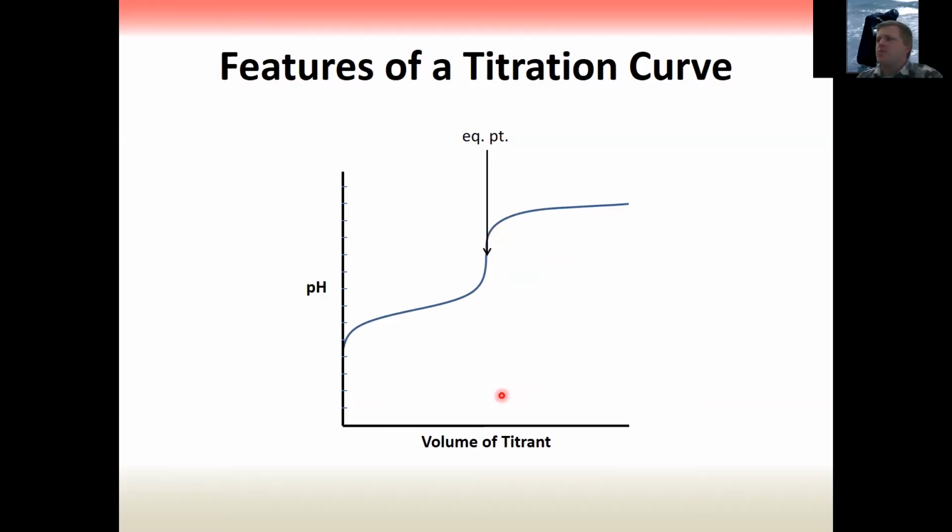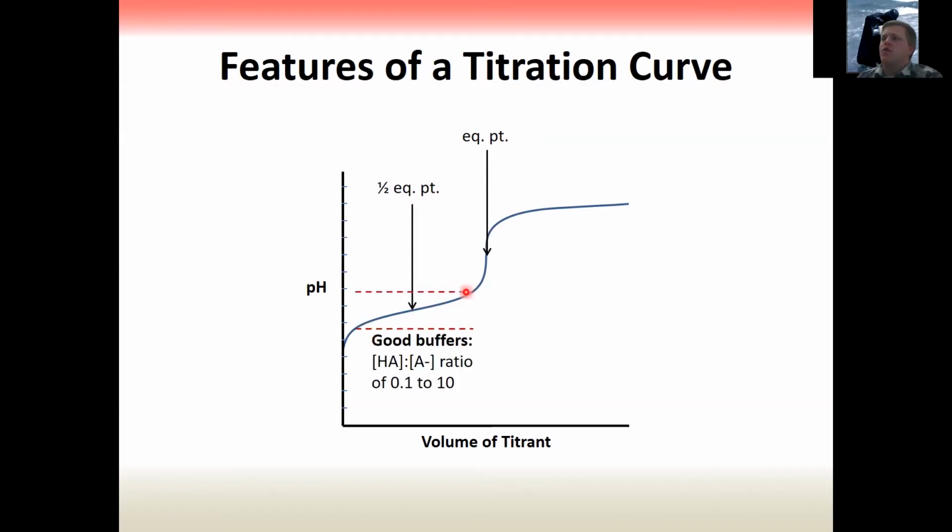Okay, the next point we're going to talk about is the half equivalence point. So this is the flattest point on this curve before the equivalence point. Of course, after the equivalence point, this starts getting pretty flat. But before the equivalence point, the half equivalence point is where half of your analyte has been used up.